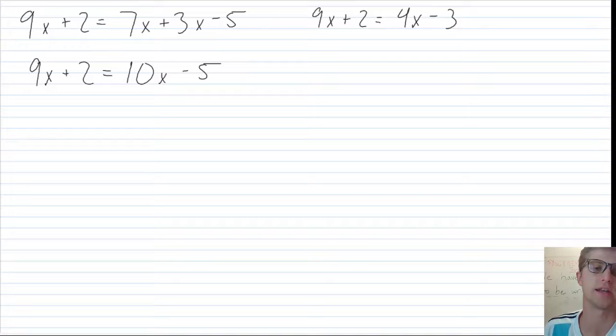This time we'll move the 9x over to the 10x so that we stay positive. Since it's a positive 9x, we undo it through subtraction of 9x. What we do to one side, we'll do to the other. These things cancel. We're left with 2. 10x minus 9x gives us 1x left over.